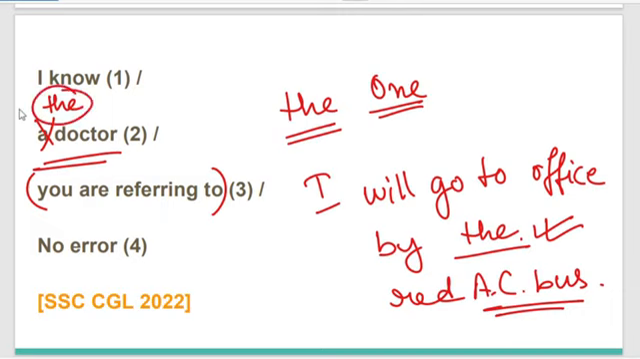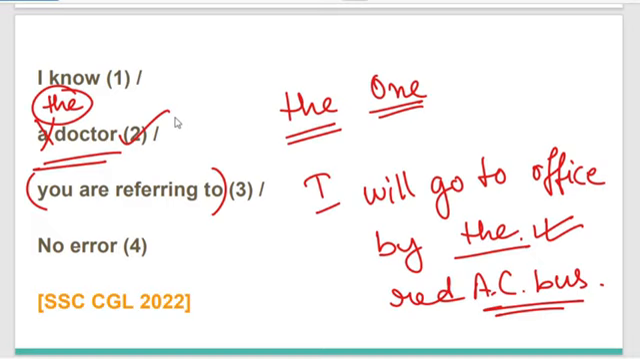Hence the correct sentence is, I know the doctor you are referring to, and the error is lying in part number 2. Now moving to the next question, let me just give you a clear idea about what kind of questions you may face in CGL. Basically, there are 3 types of pattern of question that you may face.